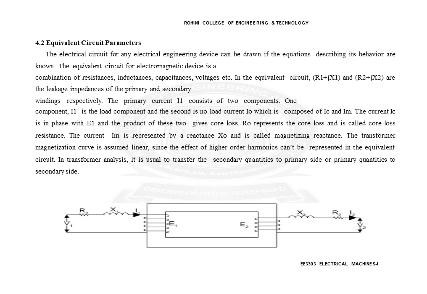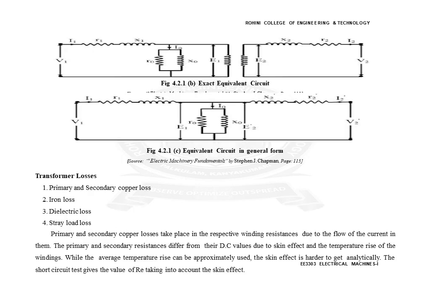secondary side. This is the diagram for the exciting current neglected. Here R1 and X1 represent the primary parameters, X2 and R2 are the secondary parameters. This is the exact equivalent circuit of transformer.